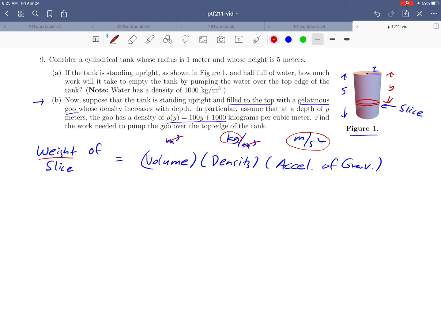So let's fill in the pieces here. The volume of that slice hasn't changed. We know that its radius is 1, so we're going to take its area, it's circular, and multiply by its thickness. So pi times 1 squared times dy gives us the volume. Now the density, in this case, is a function. It looks like 100y plus 1,000. That's basically telling us that the bigger this distance y gets, the more dense our substance is. So it's denser towards the bottom of the tank. And we're going to multiply by the acceleration of gravity, which is still 9.8.